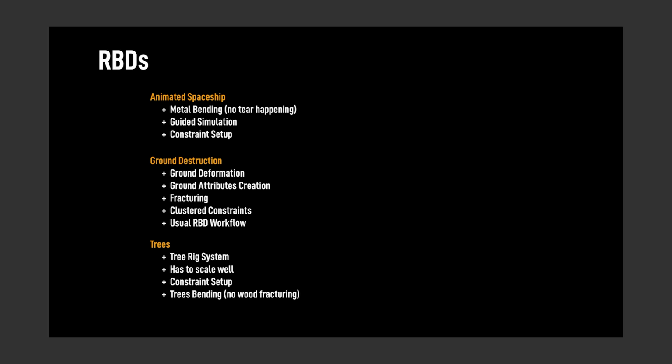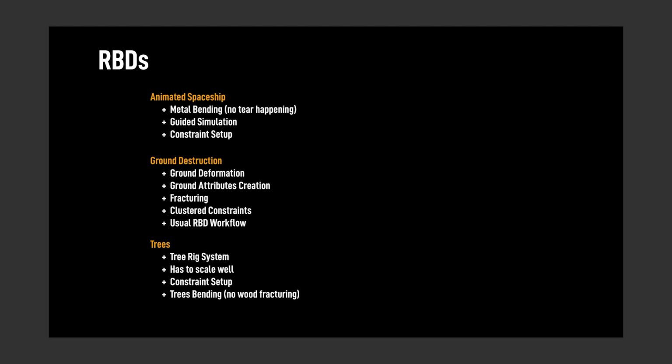So that's why I wrote here it's a guided simulation. It needs to be guided. For the ground destruction, I want to create a setup that is not only going to work for this shot, but could potentially be used in other shots, and is also fairly easy to use, so we can iterate quickly.